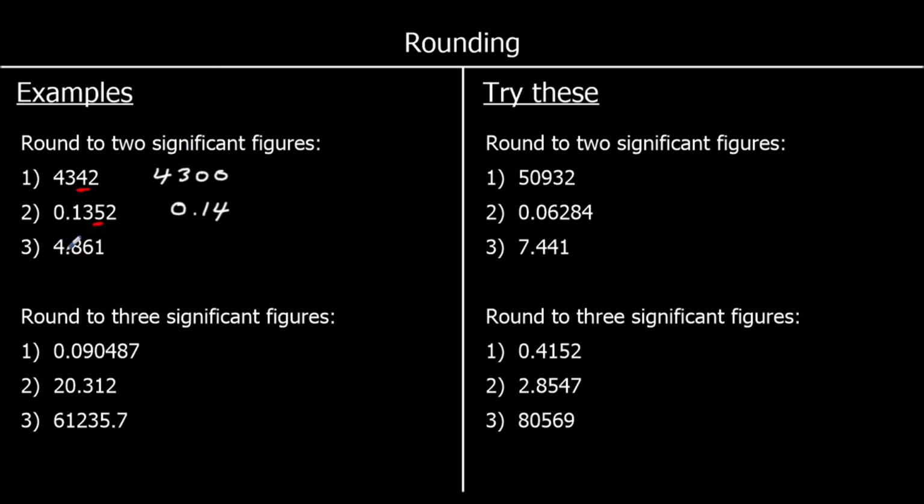And the third one, we want 2 significant figures. The first significant figure is the 4. The second one is the 8 tenths. So we look at the next digit. Is it 5 or above? It is. So round up. 4.9.